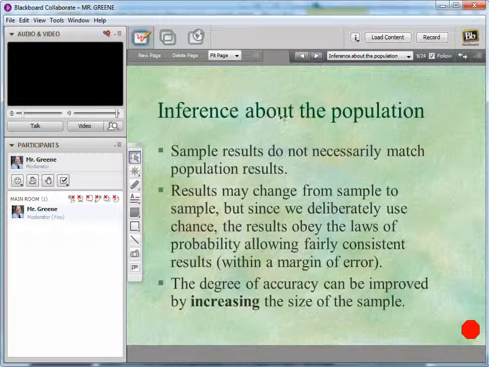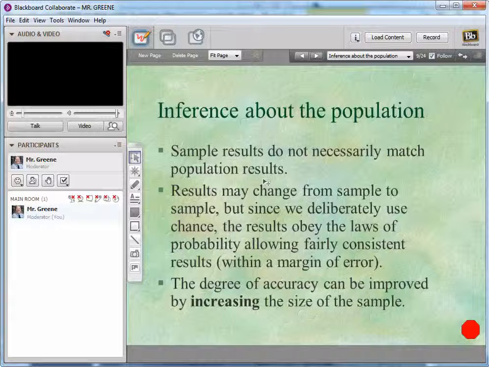Okay? So, how do we make an inference about the entire population from just a sample of it? Okay, sample results don't necessarily match population results. We've seen that. I mean, we could say 4 out of 5 dentists believe this way, and it's really 30 out of 50. Okay, that's not quite the same, is it? Well, results could be different.